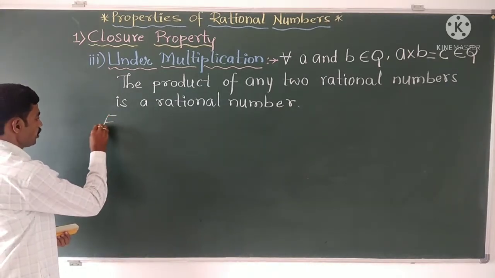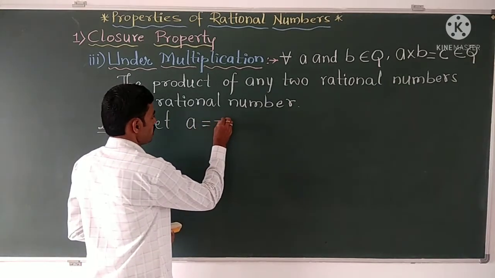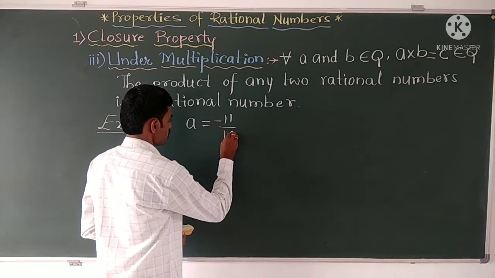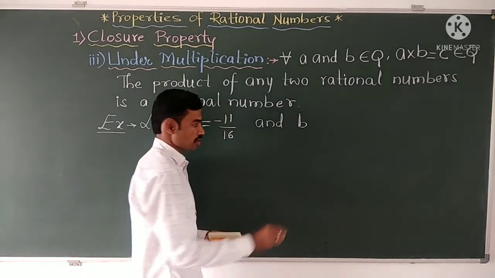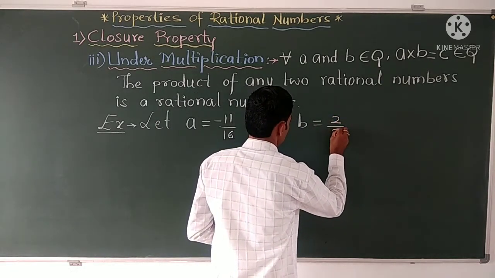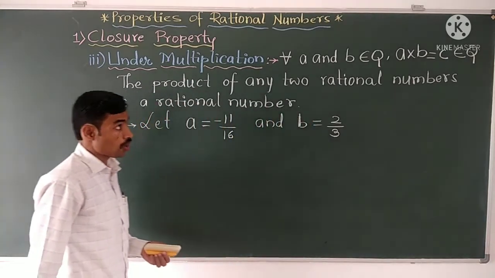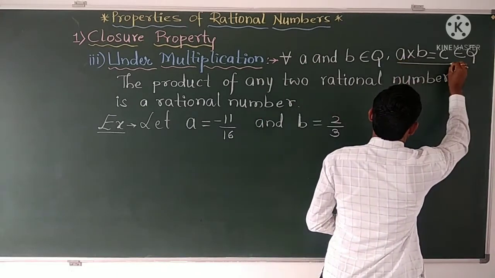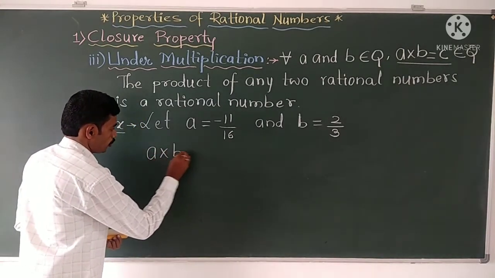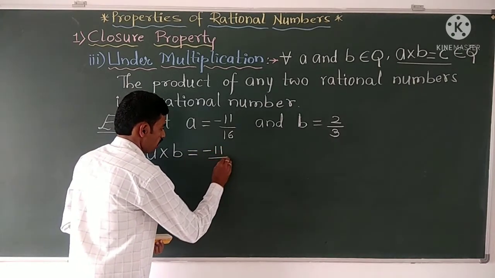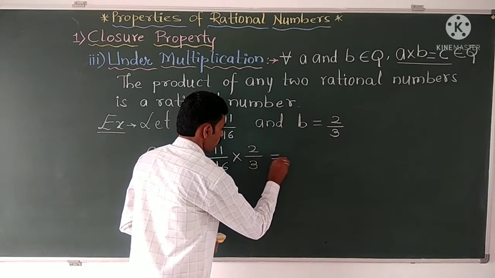For example, what example should we take? Let A be equal to minus 11 by 16, and B another rational number, that is 2 by 3. So this is one negative rational number and another positive rational number. Now what do we have to do? We need to find the product of the given two rational numbers. That is A into B is equal to A, minus 11 upon 16, into the other rational number B, which is 2 divided by 3.